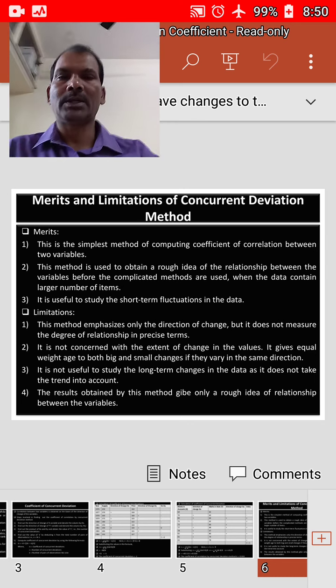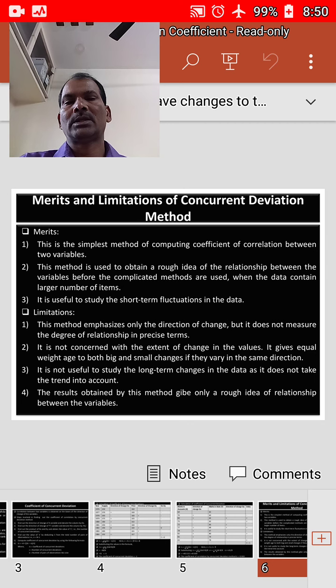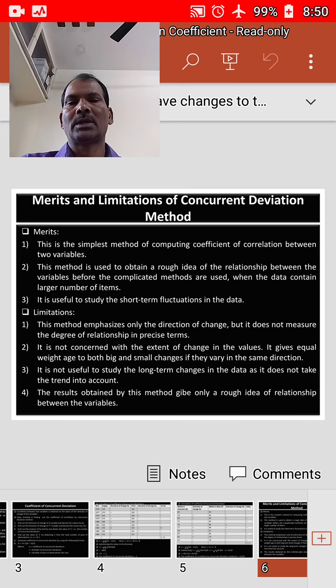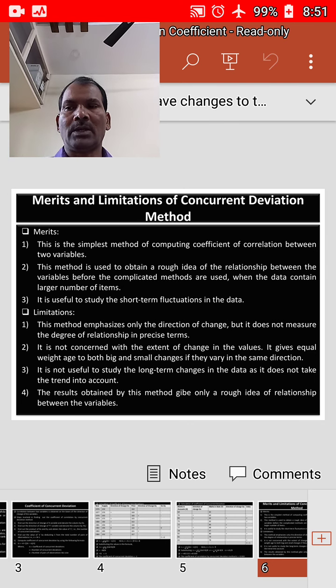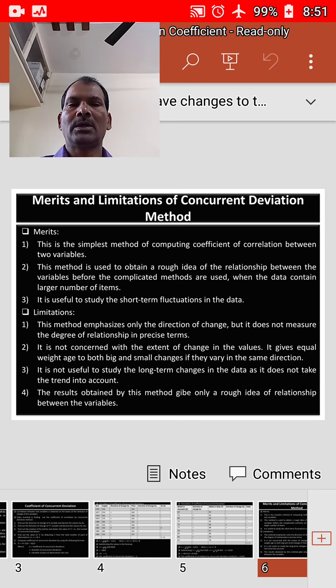And now we will see the limitations. This method emphasizes only the direction of change, but it does not measure the degree of relationship in precise terms. In precise terms we cannot measure the degree of relationship. This is one limitation that we have regarding concurrent deviations, and this is not concerned with the extent of change in the values.